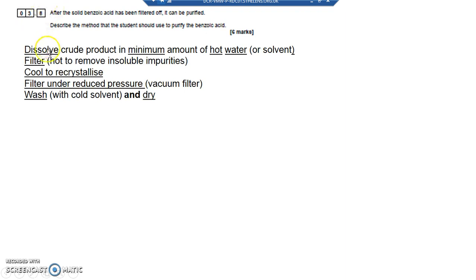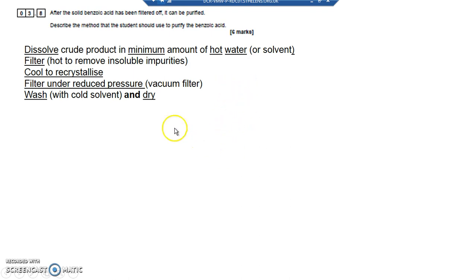Let's have a look then. So you dissolve the crude product, that's the benzoic acid, in the minimum amount of hot solvent. You don't need to mention water, you can just put hot solvent if you want. That's the liquid that's going to dissolve it. You filter it hot, and that will remove any insoluble impurities. It's important that it's hot so that the benzoic acid doesn't start to recrystallize and end up in the filter paper.